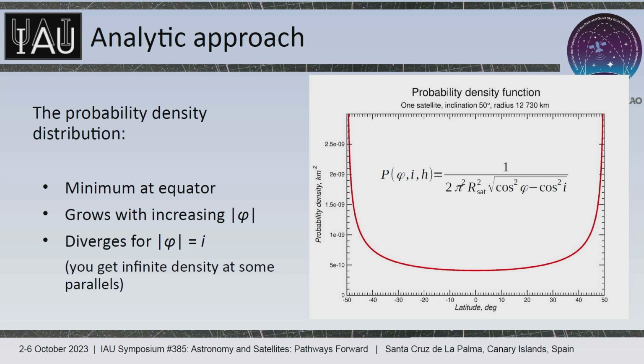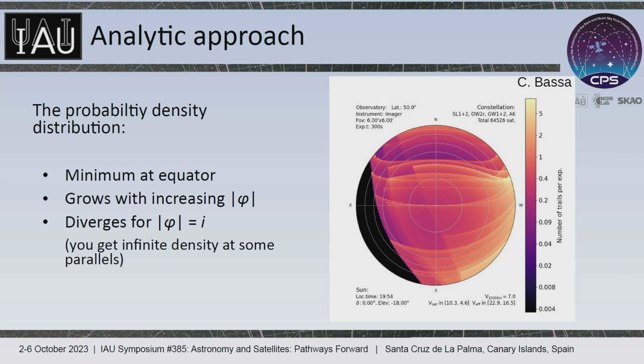In fact, the density is diverging at the values of latitude equal to the inclination of the shell. So you get infinite density at some parallels. This can be seen not for only one shell, but for several of them in this graph by Kees Bassa, where you see how the different shells are overlapped, and you see the increase in density at the upper boundary of each one of the shells.